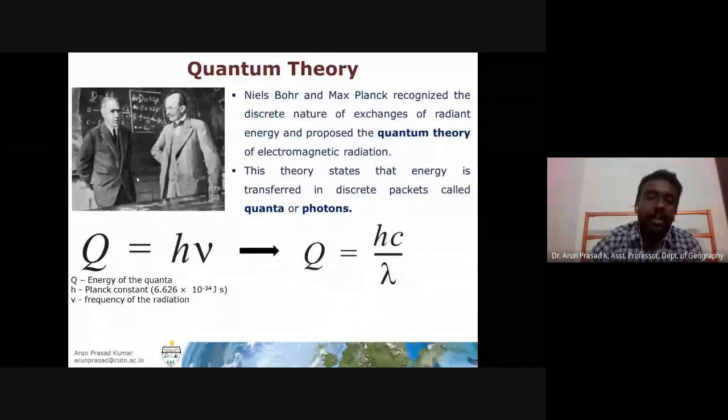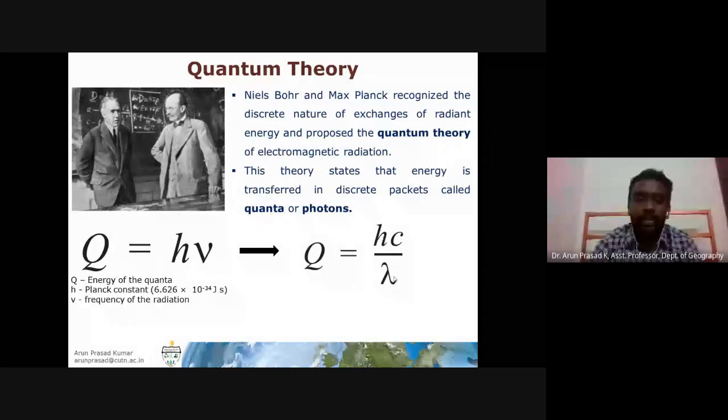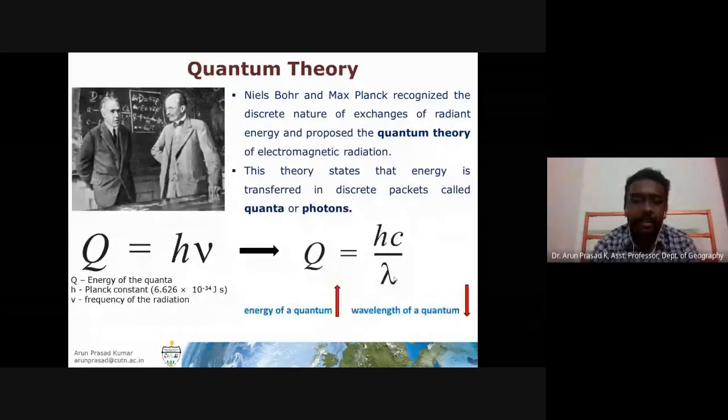So we understand that there is an inverse relationship between energy and wavelength. If the wavelength is increasing, then the energy of that wave would be less. If the wavelength is shorter, in the short wavelength EMR region, then the energy of that region would be much higher. So that is what is established here through this quantum theory: if the energy of a quantum increases, the wavelength of that quantum would be less, or vice versa.